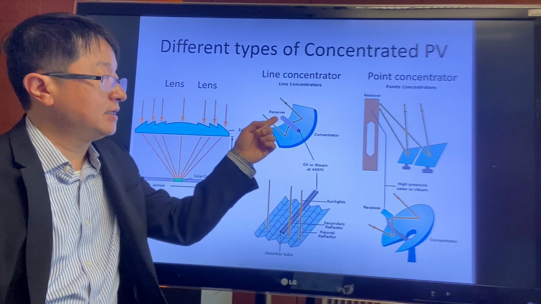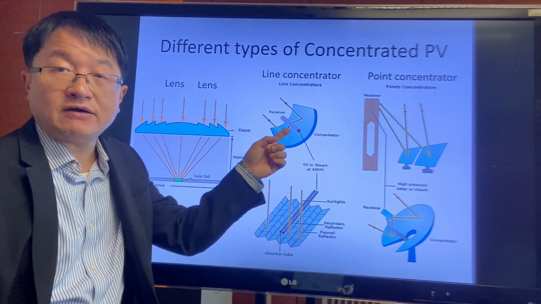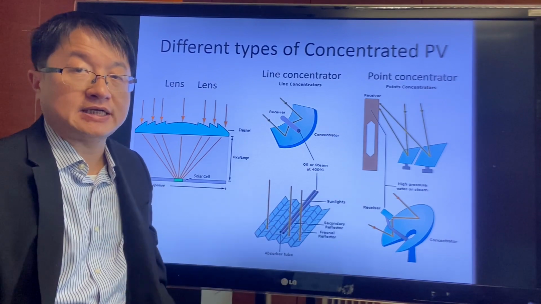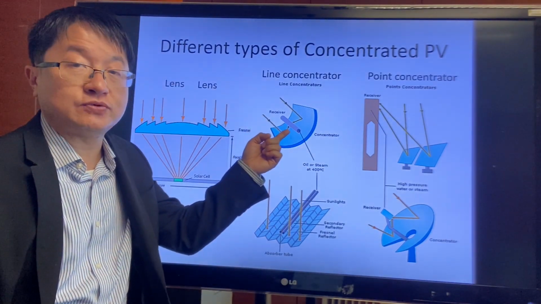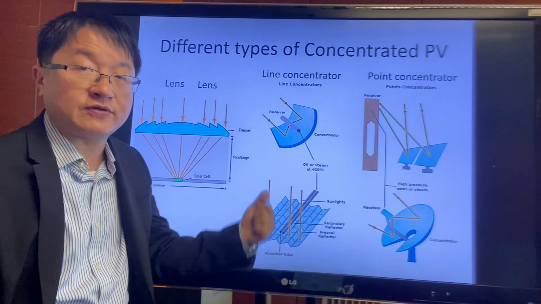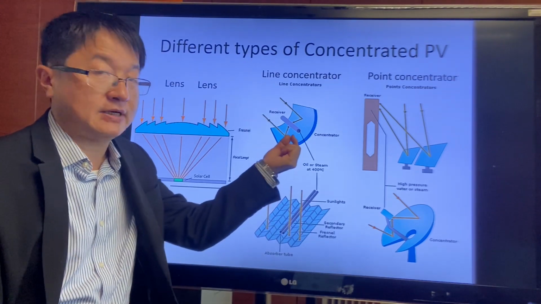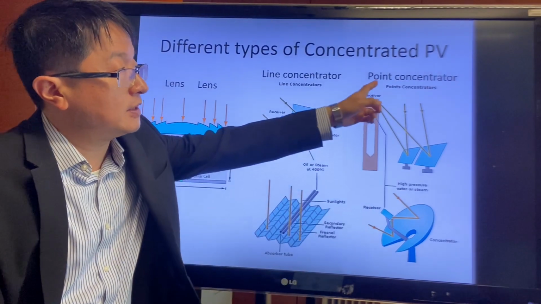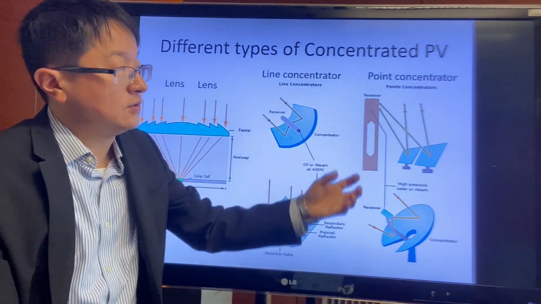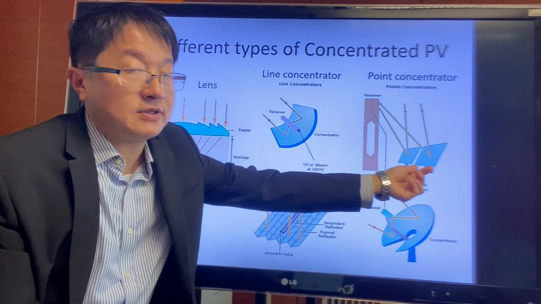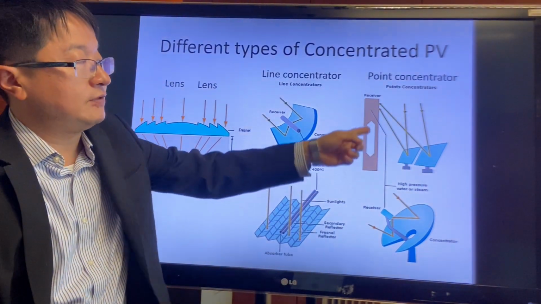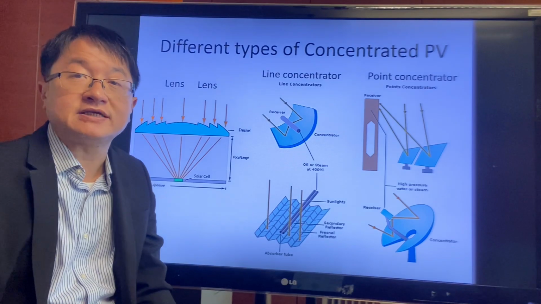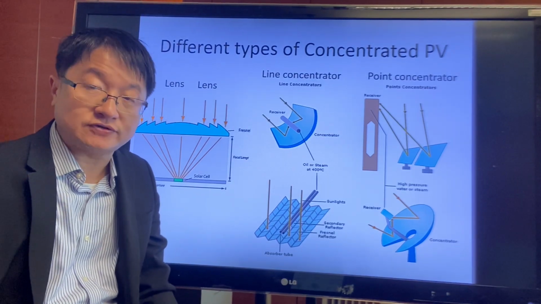It could be an array of PV cell, or it could be a tube, an oil or steam tube, that the temperature inside this tube can be above the boiling point, so that we can collect steam and run in a turbine. Or it could be a point concentrator, where all the mirrors will reflect to the same point, and we install the receiver at that point so that it can maximize the efficiency of energy conversion.